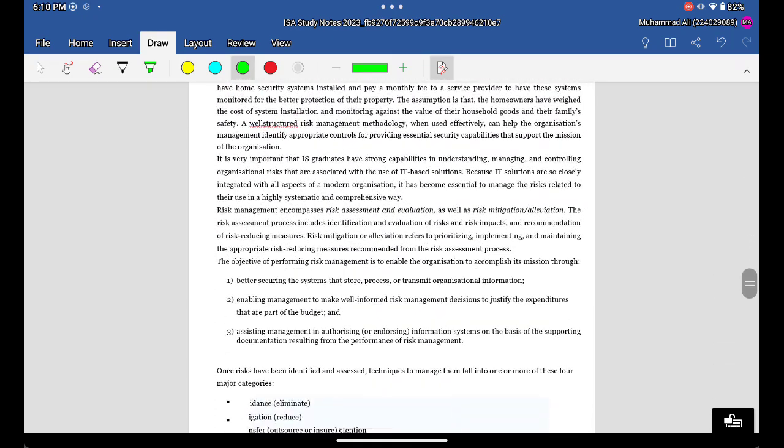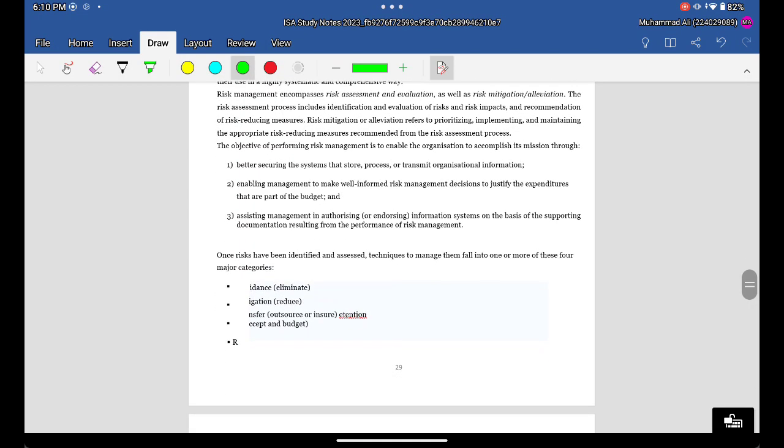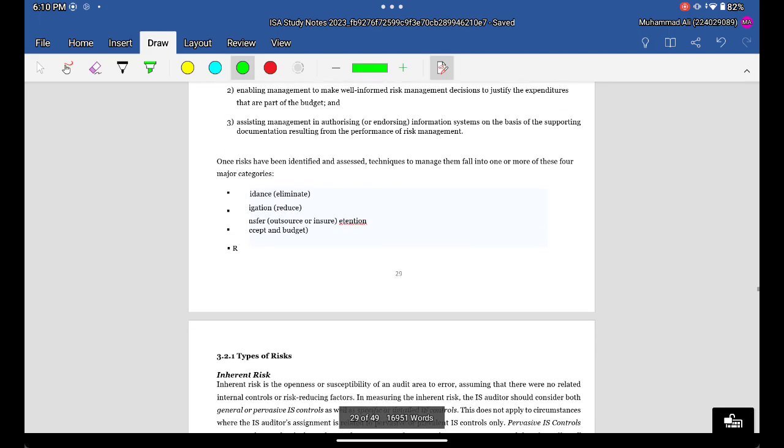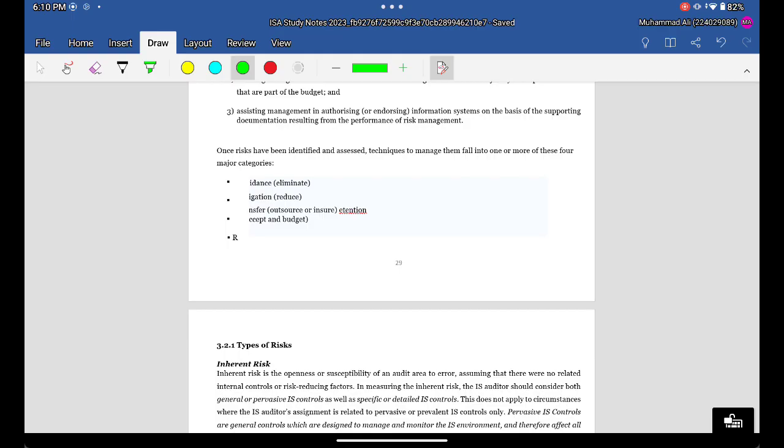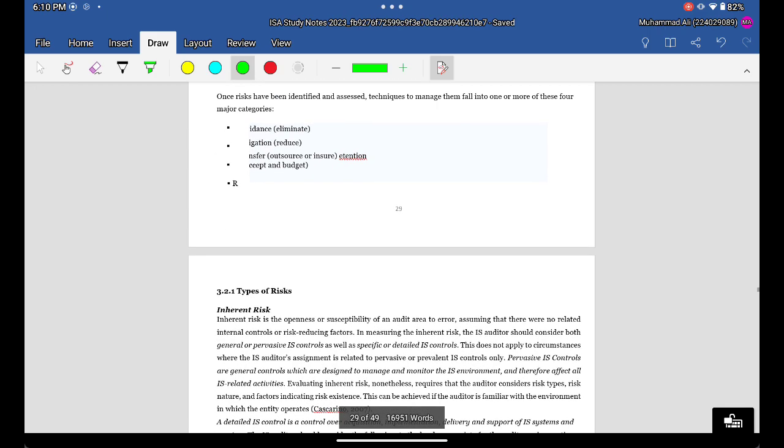Now the objective of performing risk management, right, is obviously to better secure system data, enable management to make well-informed risk management decisions, and assist management in authorizing information systems on the basis of supporting documentation. So management obviously will help the controls to be better, stronger, put in place to protect the business. So once you've got the risk, you can manage it into four categories.